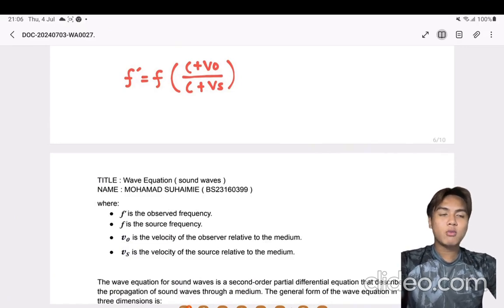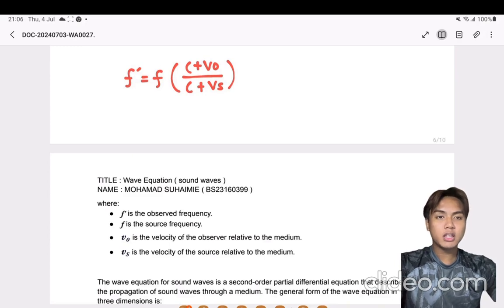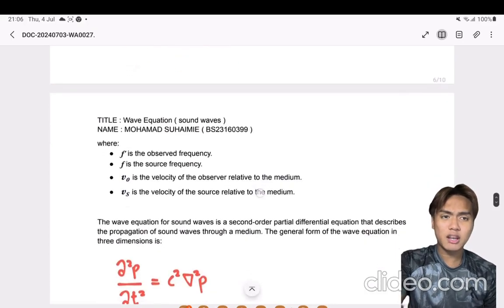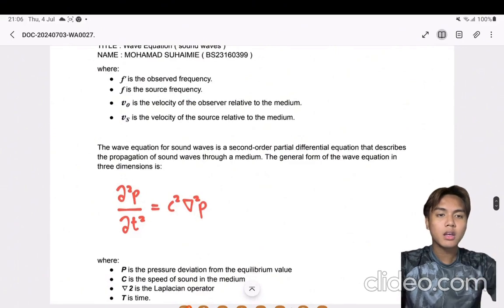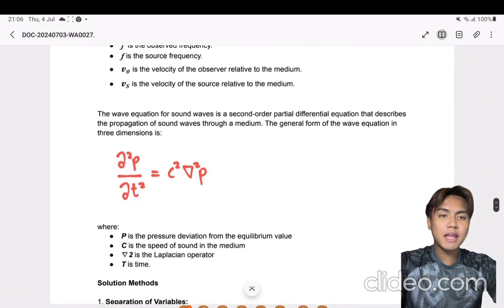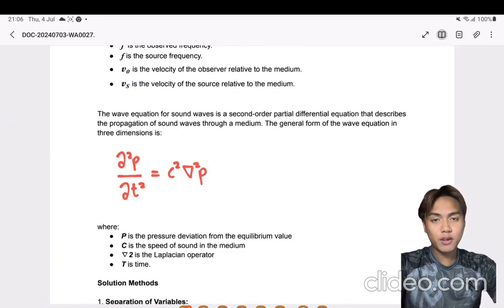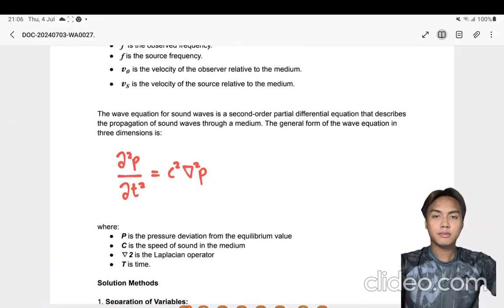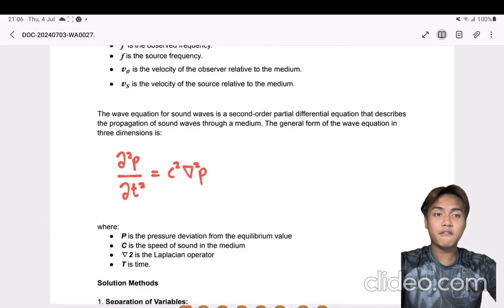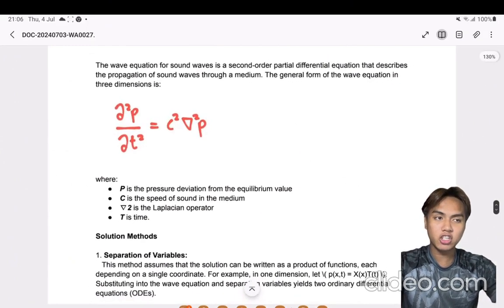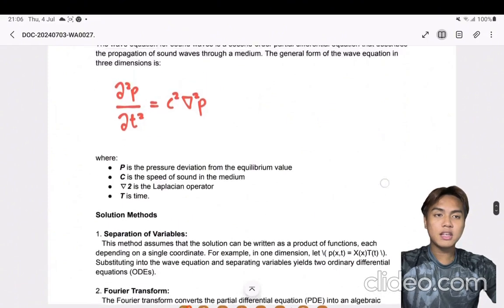The wave equation for sound waves is the second-order partial differential equation that describes the propagation of sound waves through a medium. The general form of the wave equation in three dimensions is as I already wrote. And for the solution methods for this wave equation, the first one is separation of variables, a method which assumes that the solution can be written as a product of functions, each depending on a single coordinate.